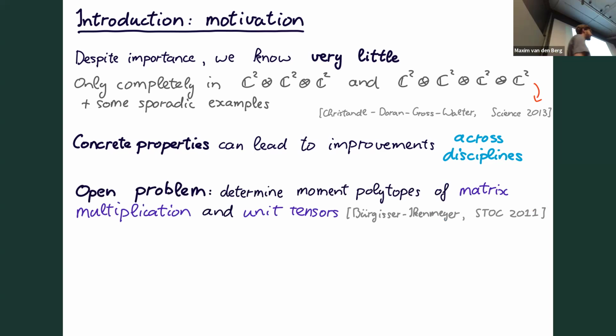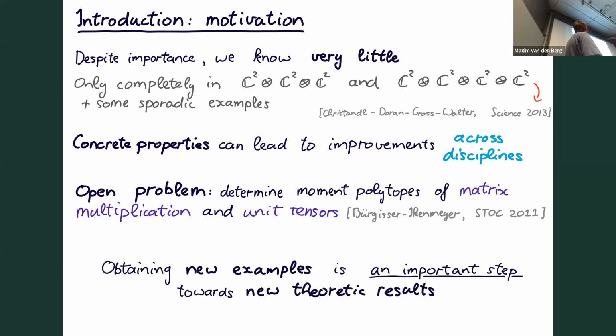So for example, it's been stated as specifically an open problem to understand these moment polytopes of matrix multiplication and unit tensors, which was in this 2011 paper, but really since 2011, no progress on this problem has been made. We didn't really know anything. And so the general framework of our work here is that we want to obtain new examples, and they will be an important step to really understand these polytopes better and get new concrete theoretical results, also in bigger dimensions than just what we're computing.